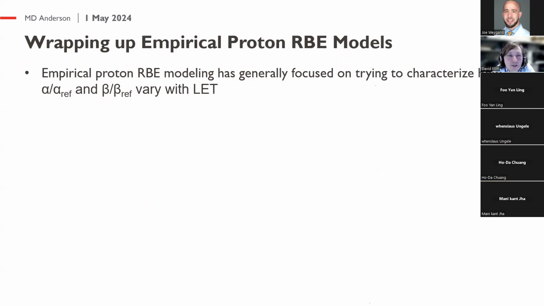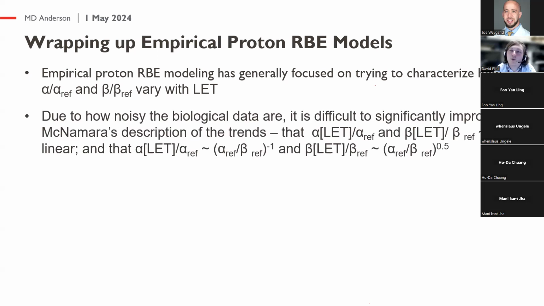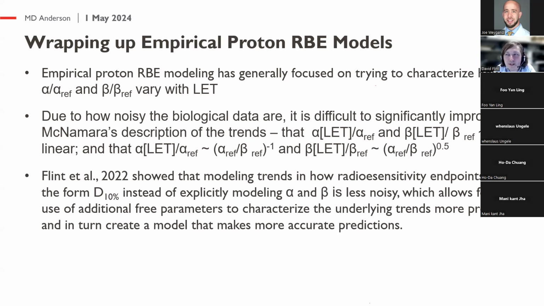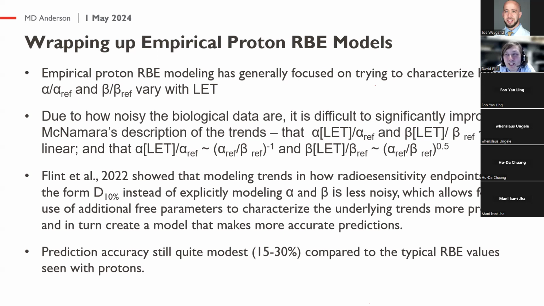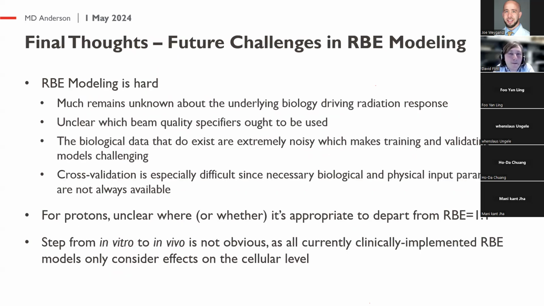All right, so just to wrap this up on the empirical proton models, we've generally been trying to focus on characterizing how alpha and beta vary with LET, but due to how noisy the data are, it's very challenging to do that. And what I showed in the paper I recently published with my model was that you might be able to get away with using more free parameters if you model less noisy metrics like D10%. But the prediction accuracy isn't great compared to the value of RBE. So it's not really obvious how useful this is.